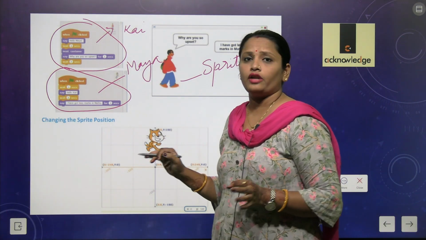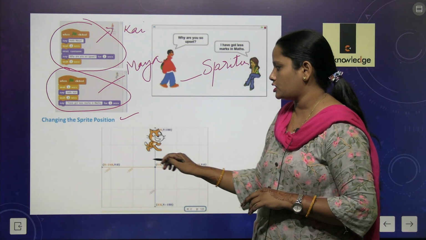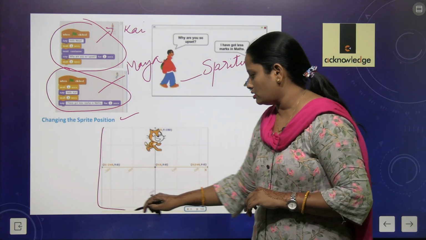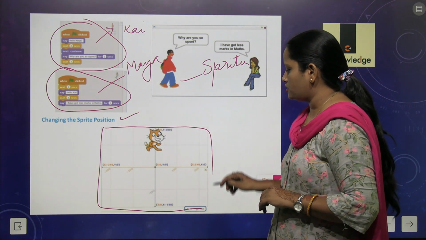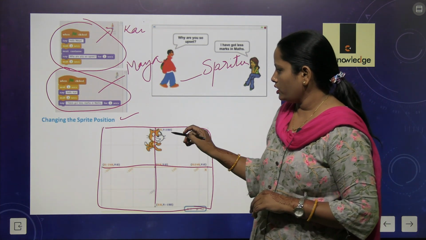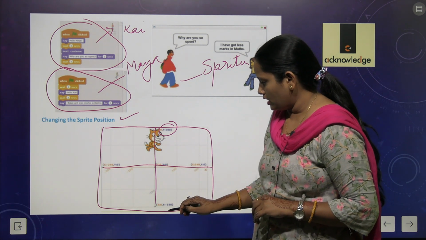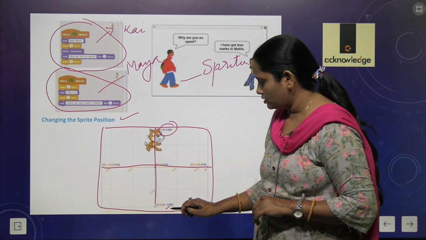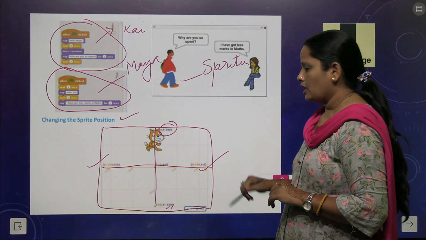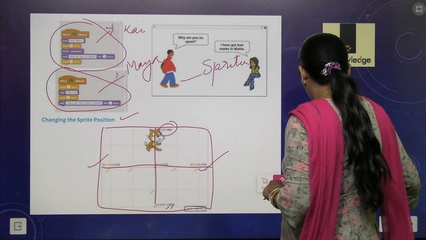Next is how can we change the sprite's position? Here we can see there is a picture and an axis is made here. It is divided into 4 parts. The y-axis is plus 180 here and minus 180 here. In the same way, here is minus 240 and here is plus 240. We are going to learn about these axes in the next slide.